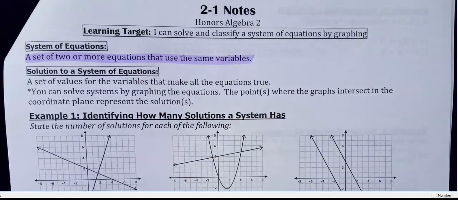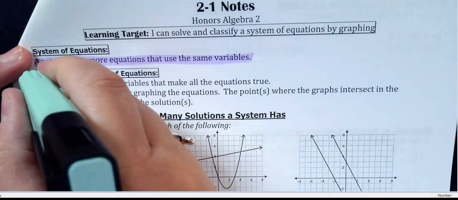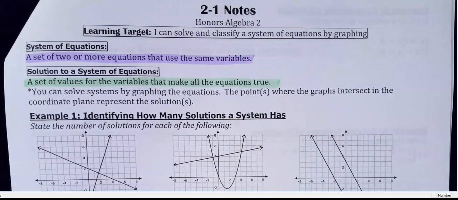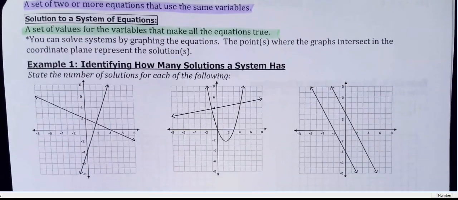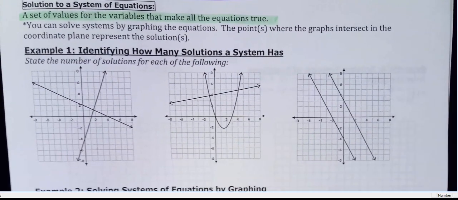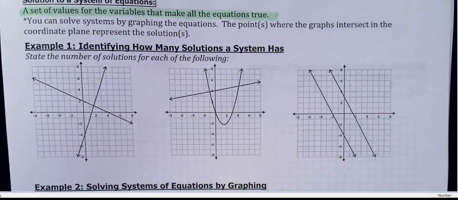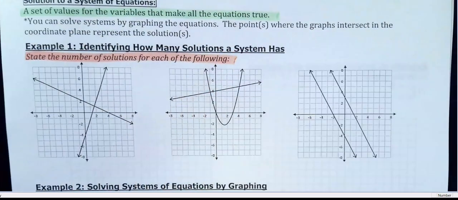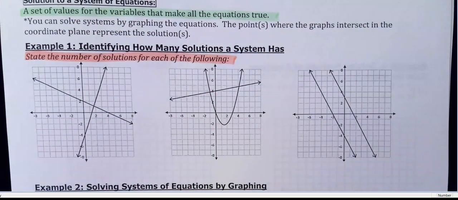Your solution, which is what we're going to look at today on the graphs, is just any set of values for the variables that make all the equations in your system true. Today we're going to start with solving by graphing. These first couple of questions don't have answers on nice numbers, so I'm not asking you what the solution is. It just says state the number of solutions, how many, not what they actually are, because they're not on nice points.